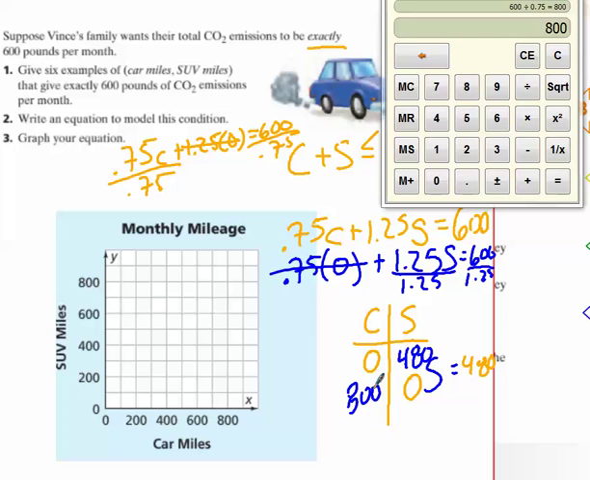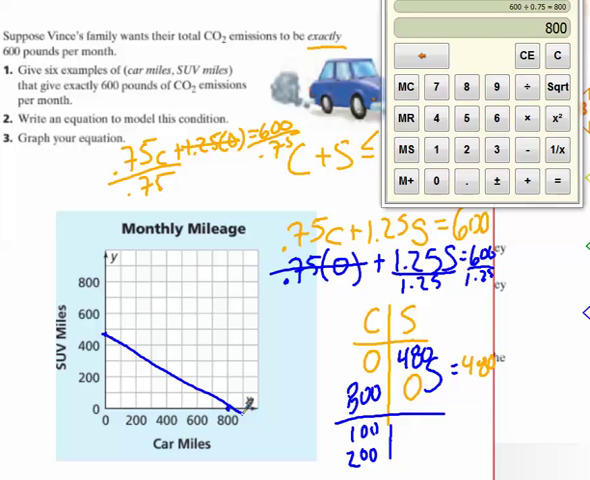Now, I leave it to you to pick other numbers and pick nice, easy numbers like 100, 200 to complete your table. But the easy way to now do this is you have two reliable points you can plug in. When the car is driven 0 miles, the SUV can go 480. When you drive the SUV 0 miles, the car can go 800 miles. And then you can connect the dots.